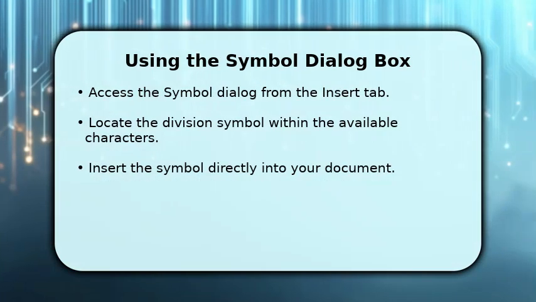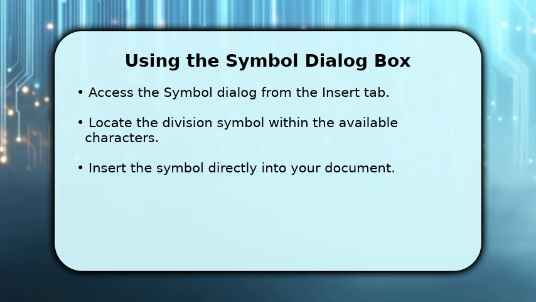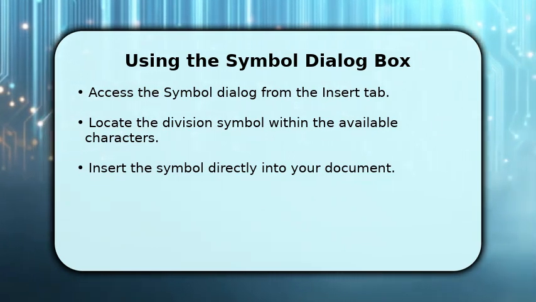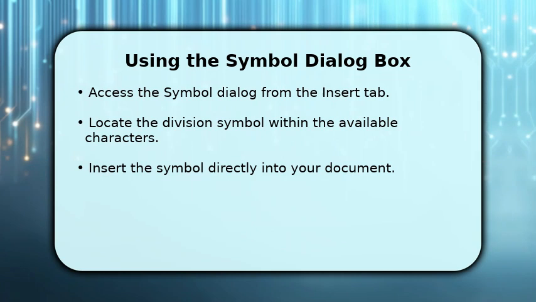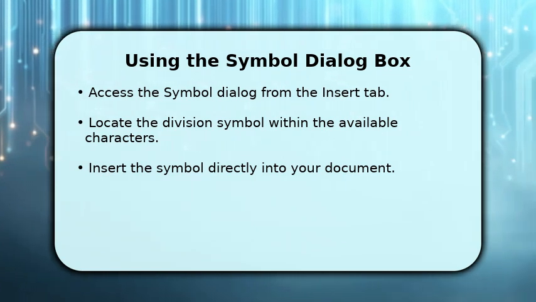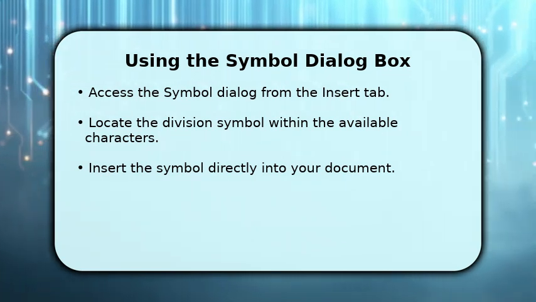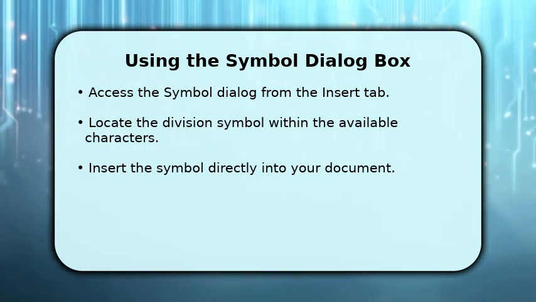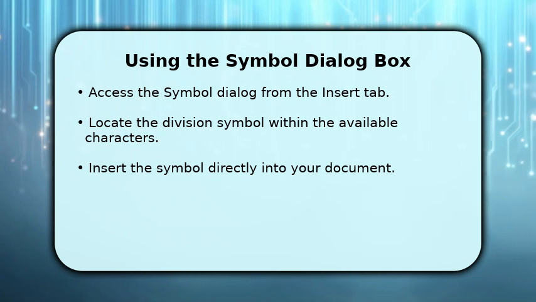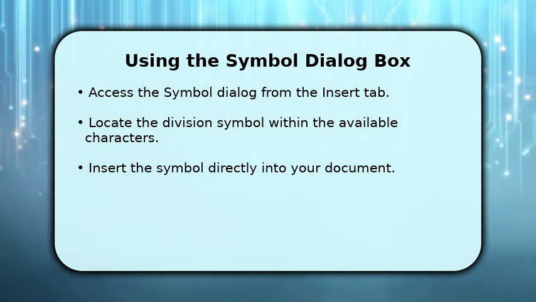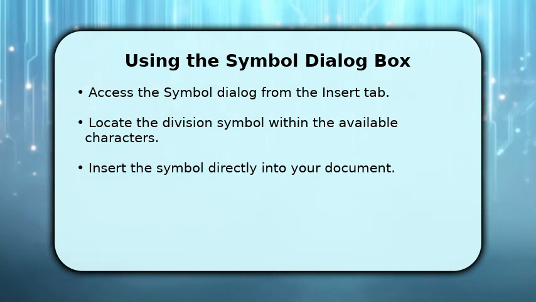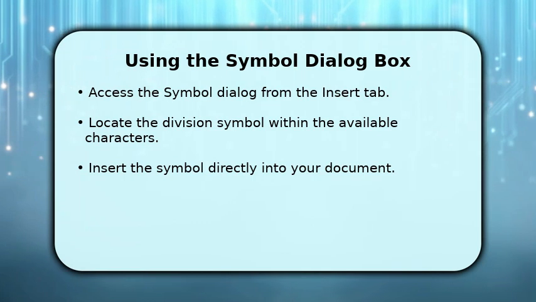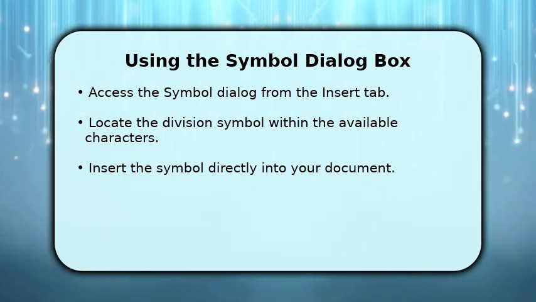Another reliable method involves using Word's built-in symbol dialog box. Navigate to the Insert tab on the ribbon, then click on Symbol and select More Symbols. In the dialog that appears, ensure the font is set to normal text and scroll through the character set. You will find the division symbol, often represented as a small horizontal line with dots above and below. Select it and click Insert to place it.